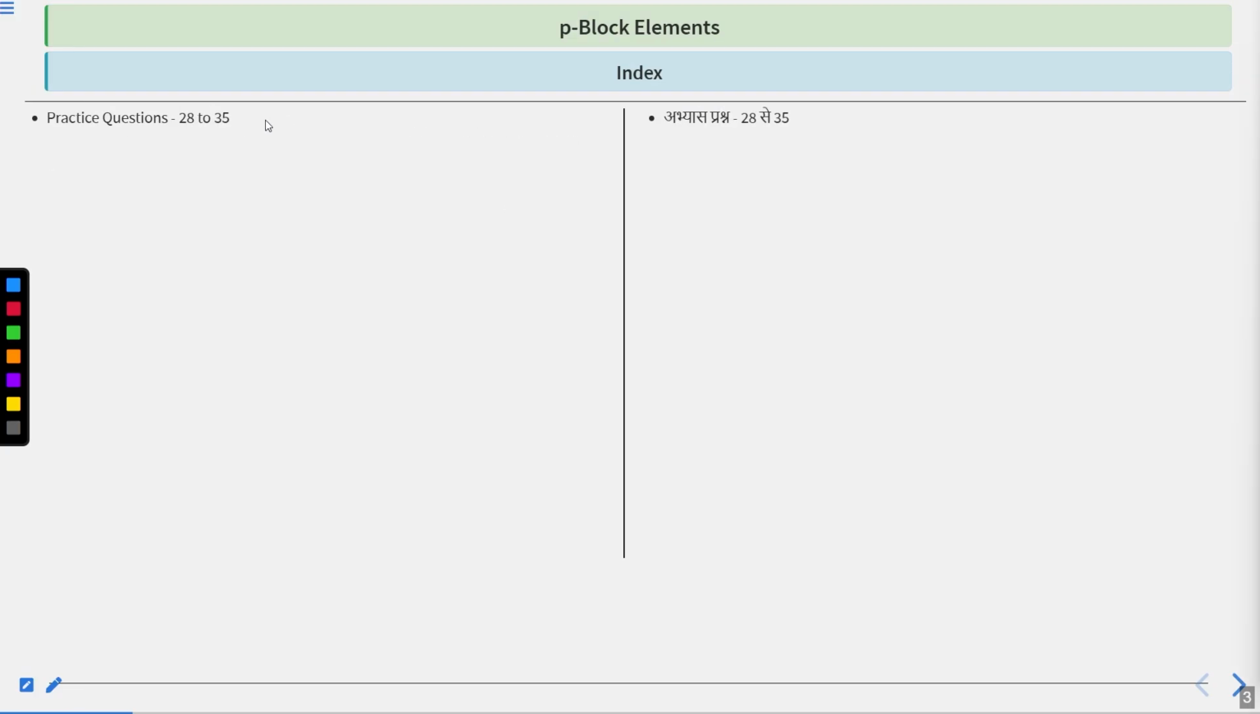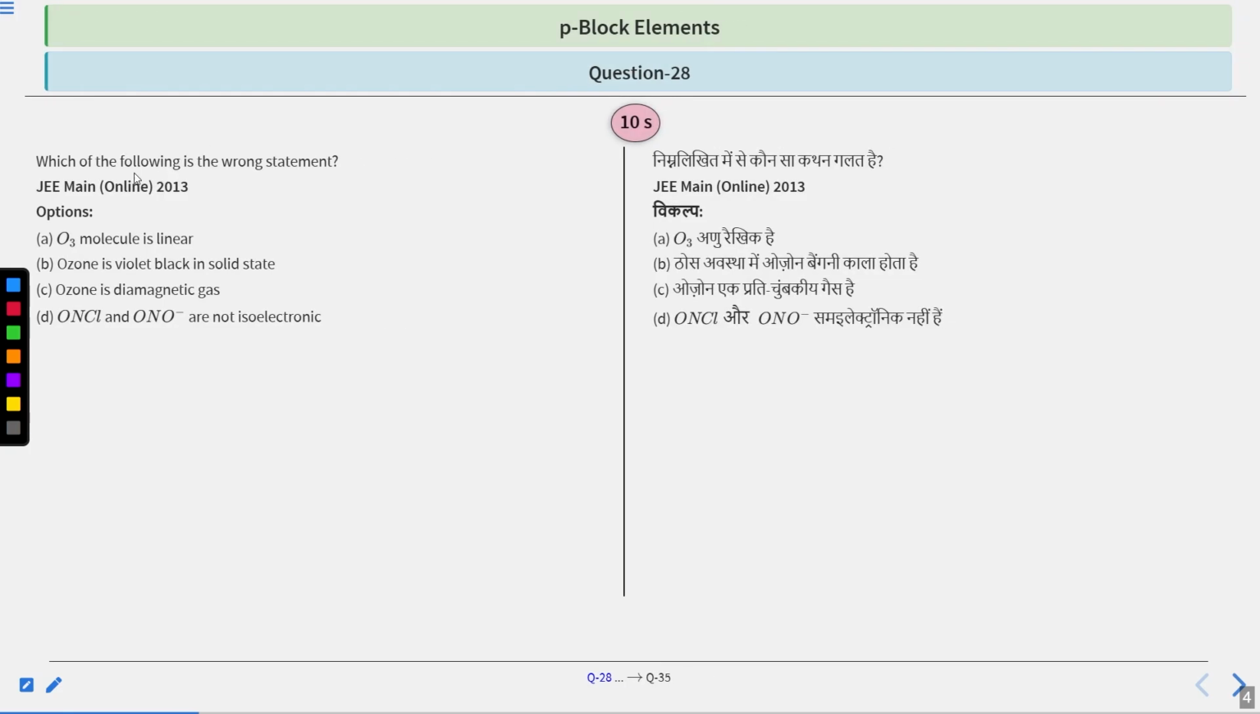This is our index slide. So today we are going to see some practice questions from question number 28 to question number 35. Let's start with question number 28.